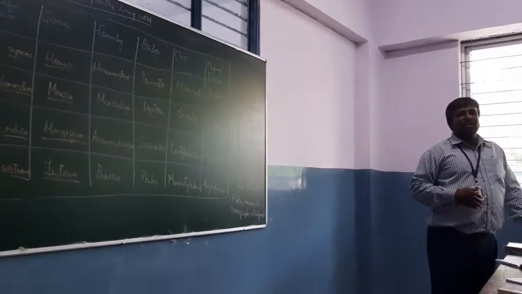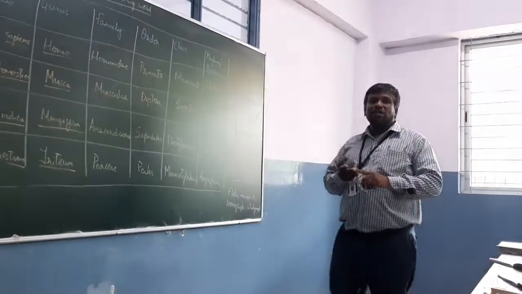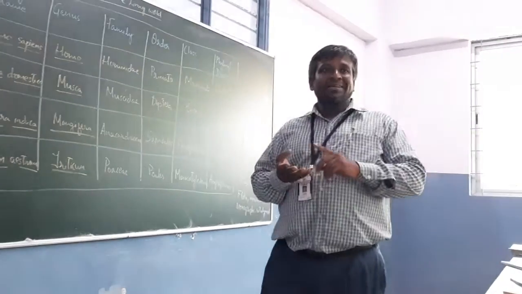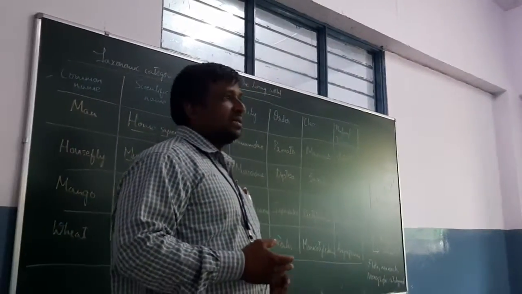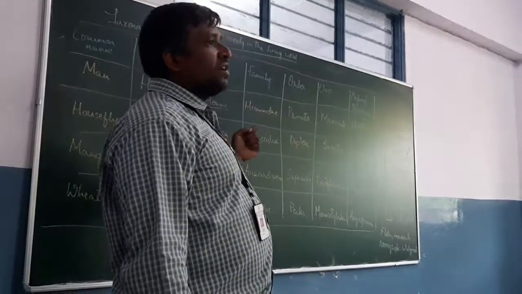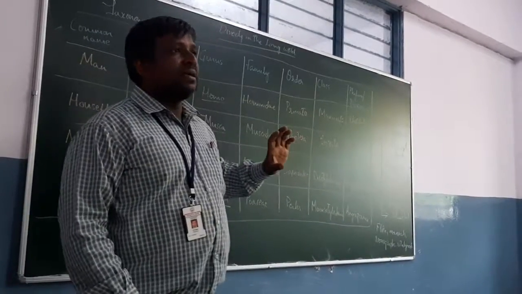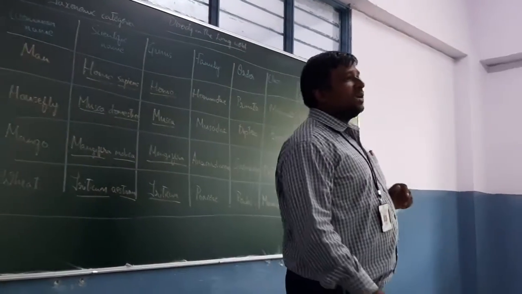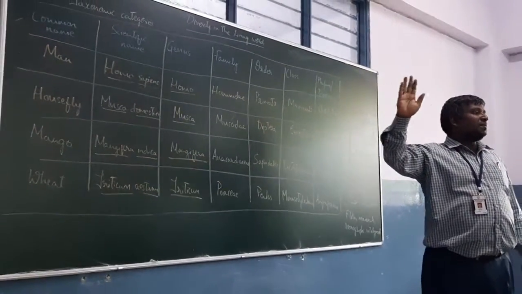Taxonomic hierarchy of classification. We discussed what is genus, species, order, class, family, kingdom. Haven't we done all those? In the previous class we did that. So in today's class we take a few examples and place them according to their taxonomic categories. First, we have taken the example of man.